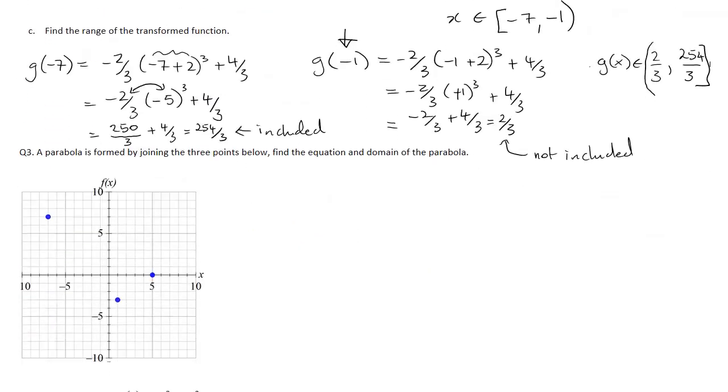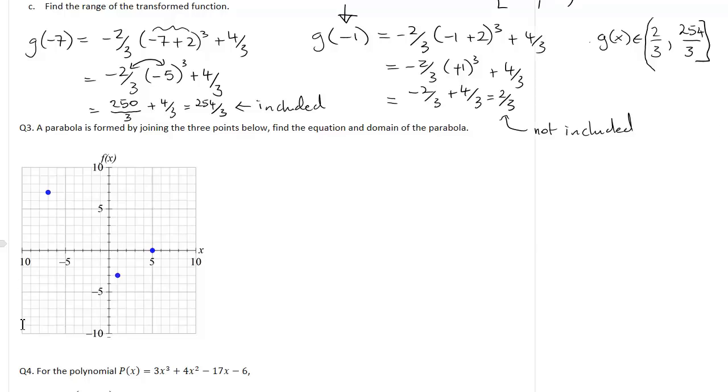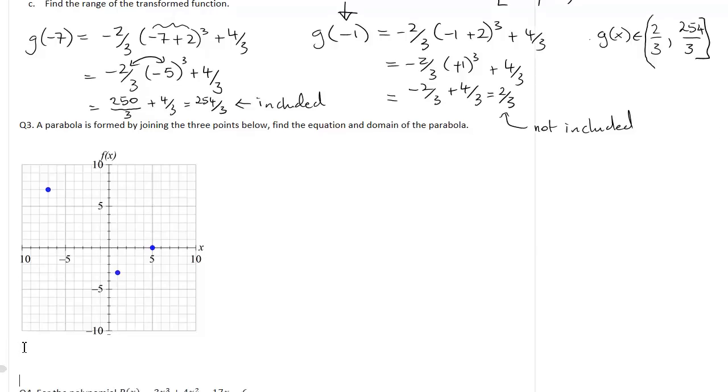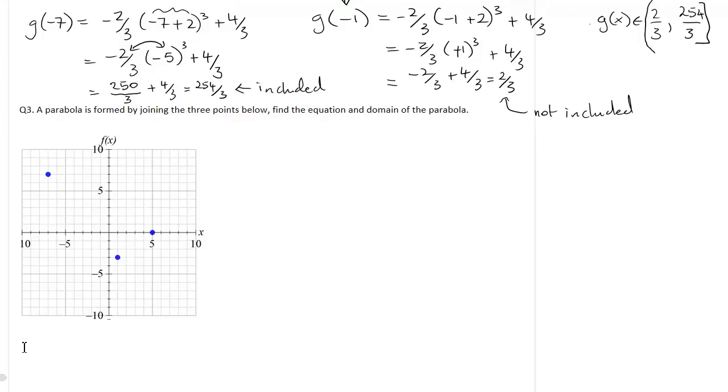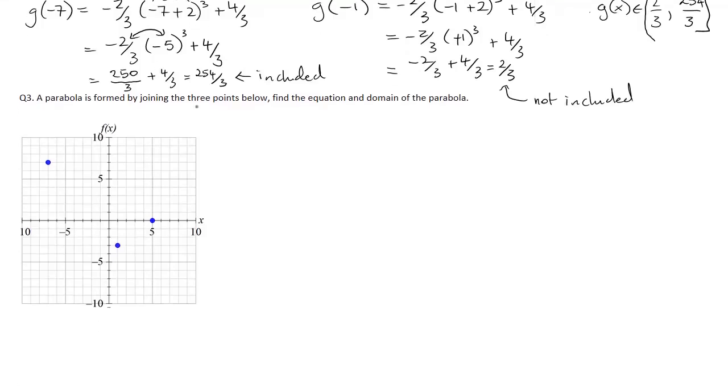All right, now question 3. Question 3 states a parabola is formed by joining 3 points below, and you have to find the equation and domain of the parabola. So this needs to be all connected. So it's going to be kind of like this. If I draw a parabola, there we go. Okay, state the equation and the domain of the parabola.